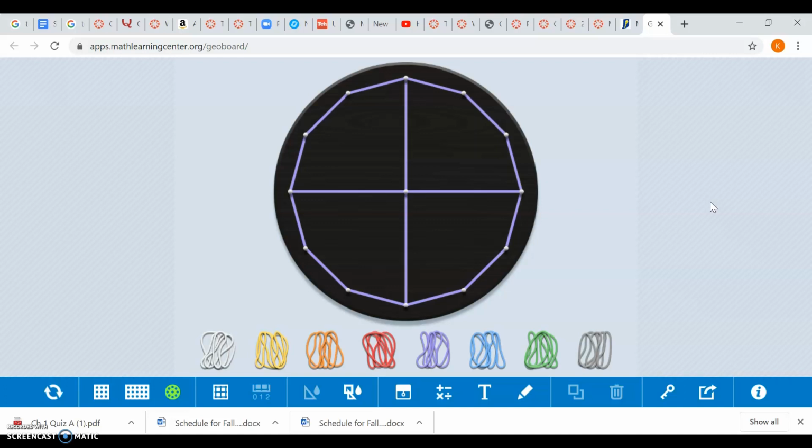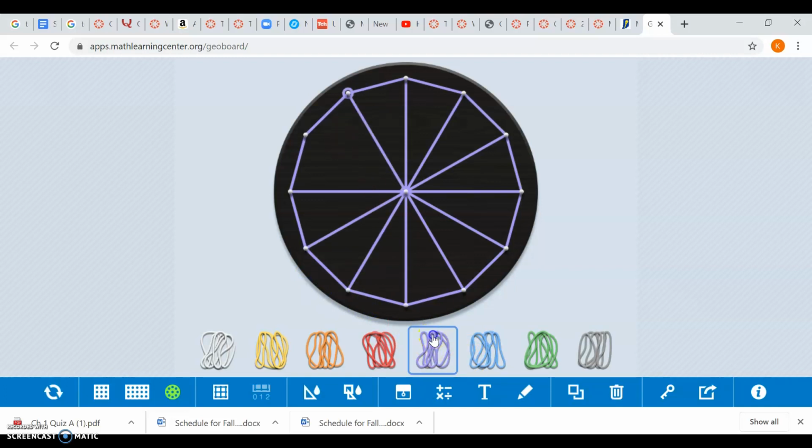So we can actually cut the circle again one more time and do this. So then if we count it, we have 1, 2, 3, 4, 5, 6, 7, 8, 9, 10, 11, 12 equal parts in one circle.